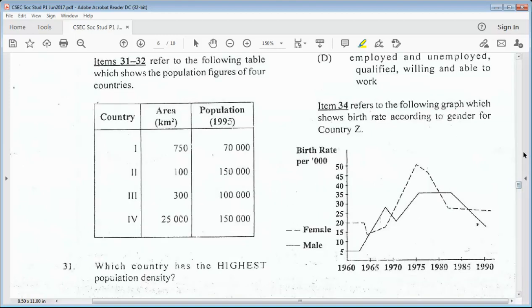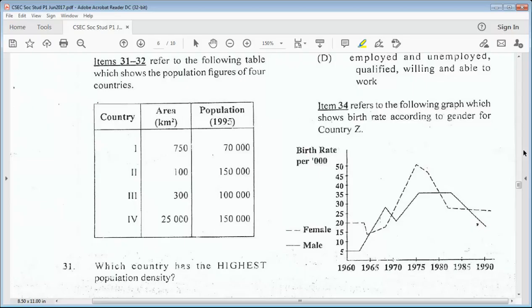Let's move on to 31. Okay, so item 31 refers to the following table, which shows the population figures of 4 countries. All right, we have our area per square kilometer and our population in 1995. Country 1 had an area of 750 square kilometers and a population of 70,000. Country 2, 100 square kilometers and a population of 150,000. Country 3, 300 square kilometers and 100,000 population. And country 4 had an area of 25,000 square kilometers and a population of 150,000.